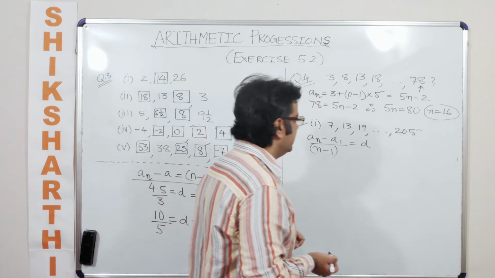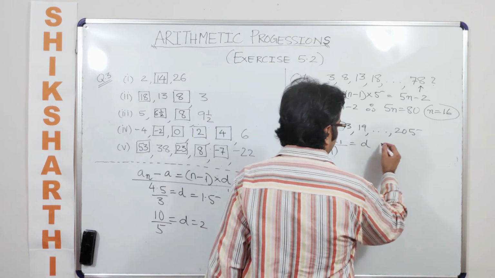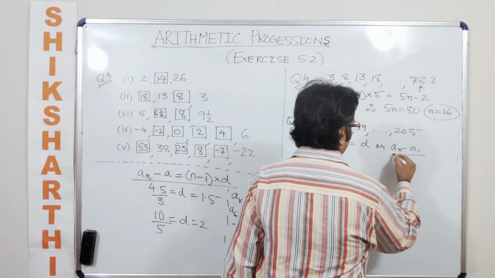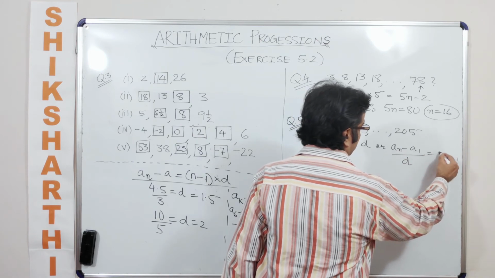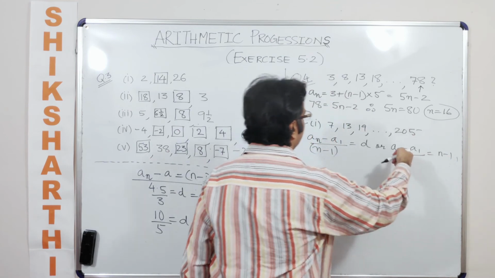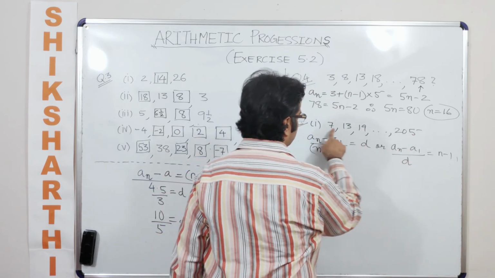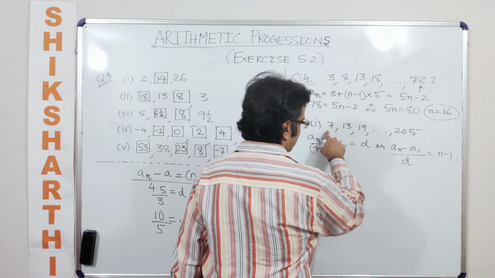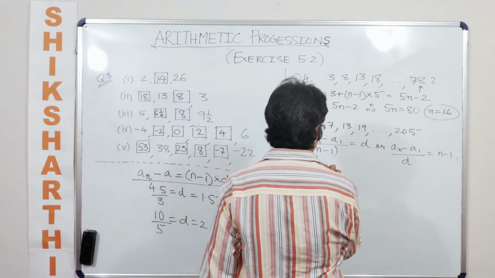And why are we writing it as d? I mean, do we need to find out the value of d? No. Or I can write it as an minus a1 upon d is equal to n minus 1, and whatever value we get from here, we just add 1 to it. So how much is 205 minus 7? It is just like saying 198.